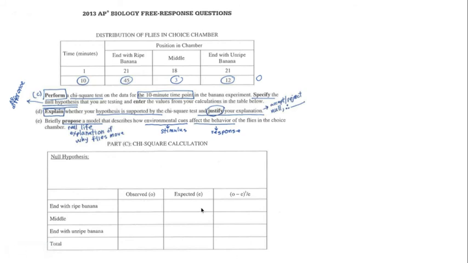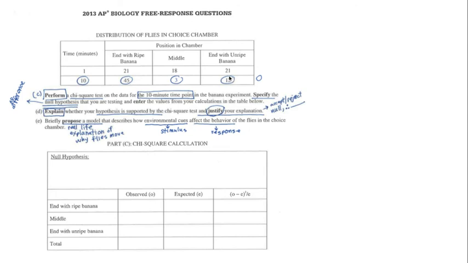Now, once you do the calculation and you get your chi-square value right here, now we're going to go to the next part. You want to explain whether your hypothesis is supported and justify your explanation. So first, we have to say, okay, are we accepting or rejecting the null, which means there's no preference? Therefore, we either accept your hypothesis or we reject it, right? It just depends on what happens with these numbers.